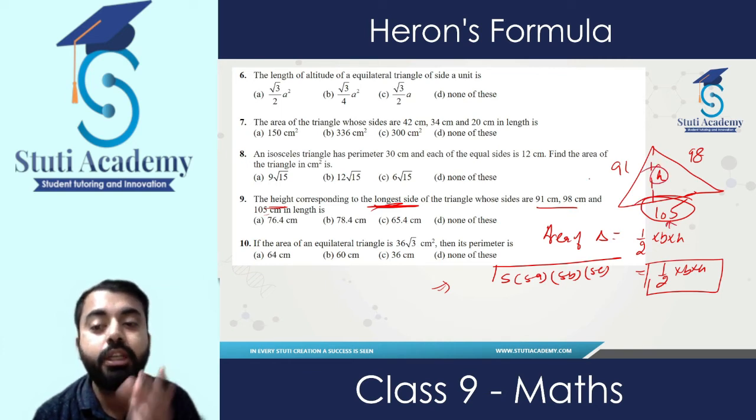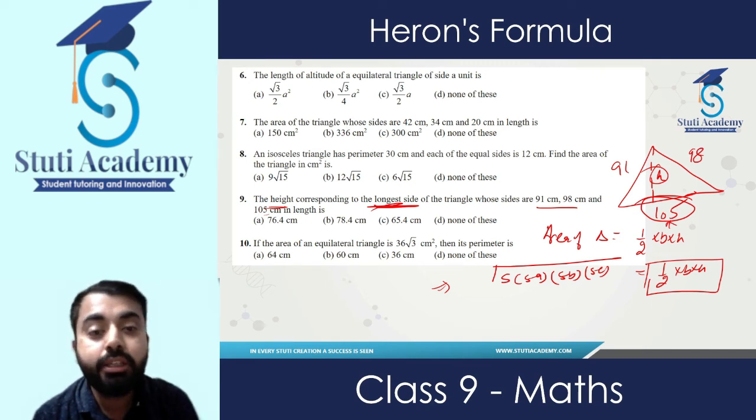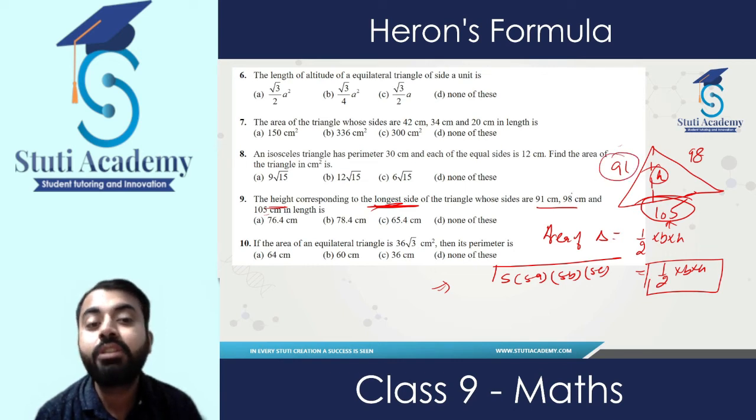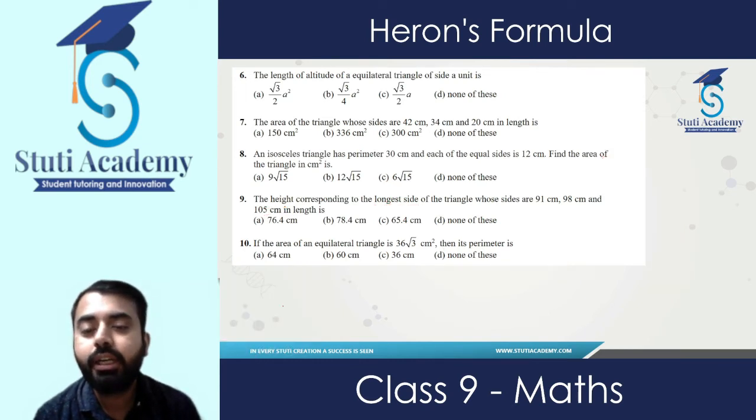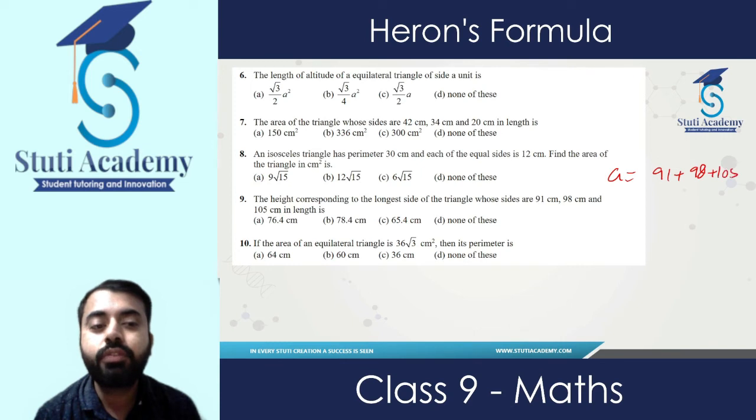Always remember, it will be given to you which height they require. If they required the height of the smallest side, then the height would have been falling on this 91 centimeter. But they were asking for the height corresponding to the longest one. So I will be taking my base, which is 105 centimeter. I had my a, which was 91, my b was 98, and my c, which was 105.